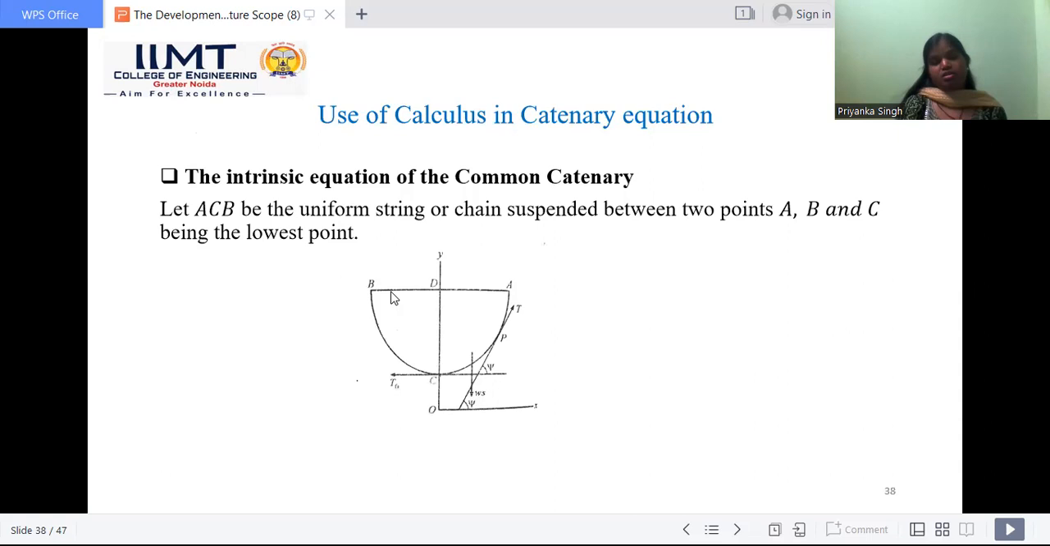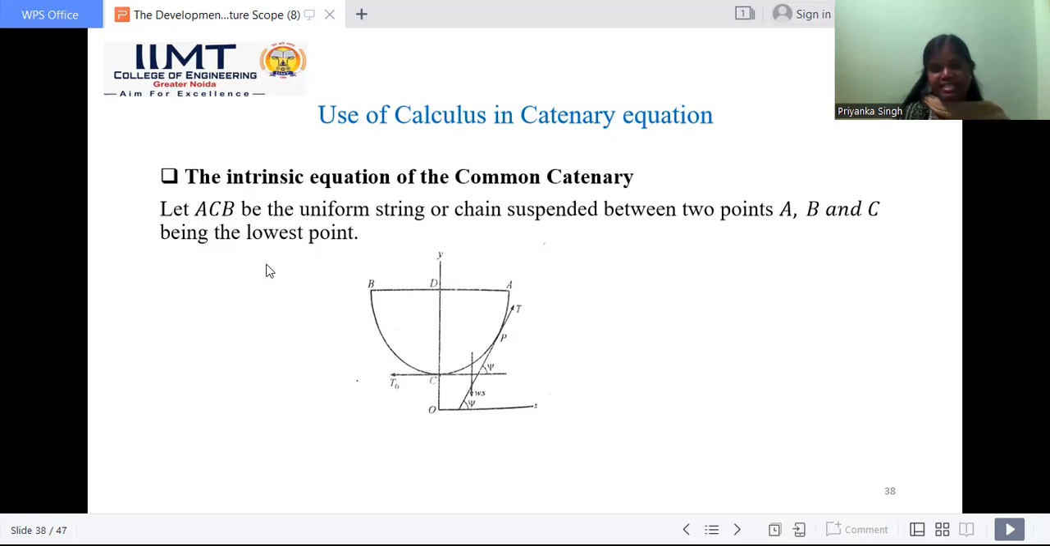Now I will discuss the use of calculus in the catenary equation. So first, what is a catenary? If a heavy uniform string or chain hangs freely between 2 points not in the same vertical line, then the curve in which it hangs under the action of gravity is called a catenary. In this diagram, we are finding the intrinsic equation of the common catenary.